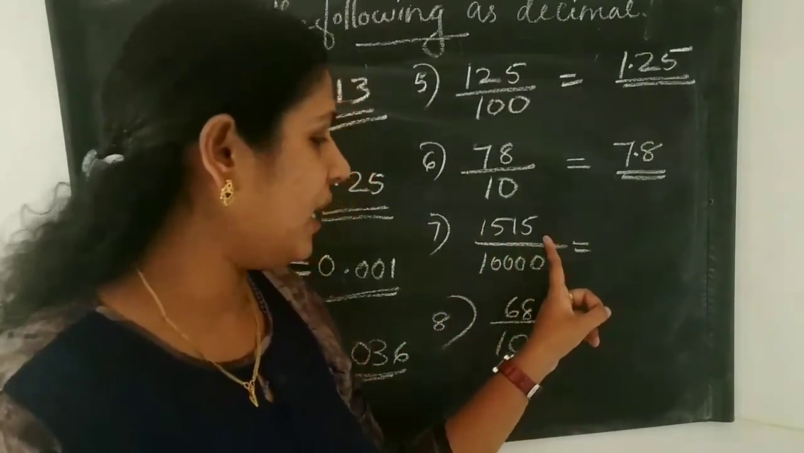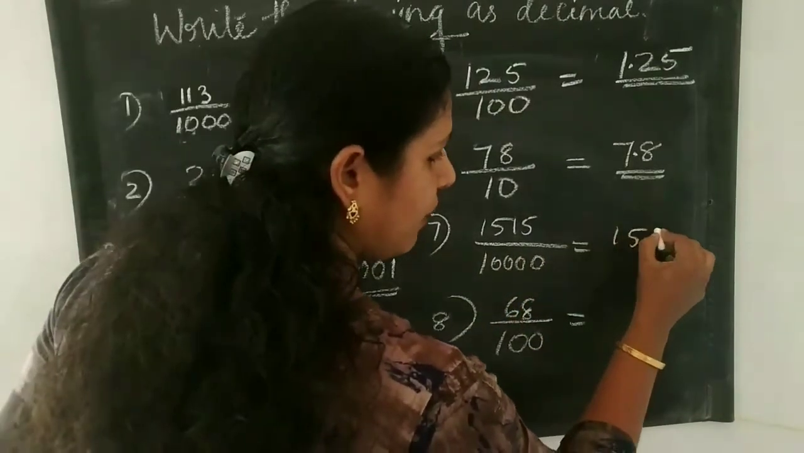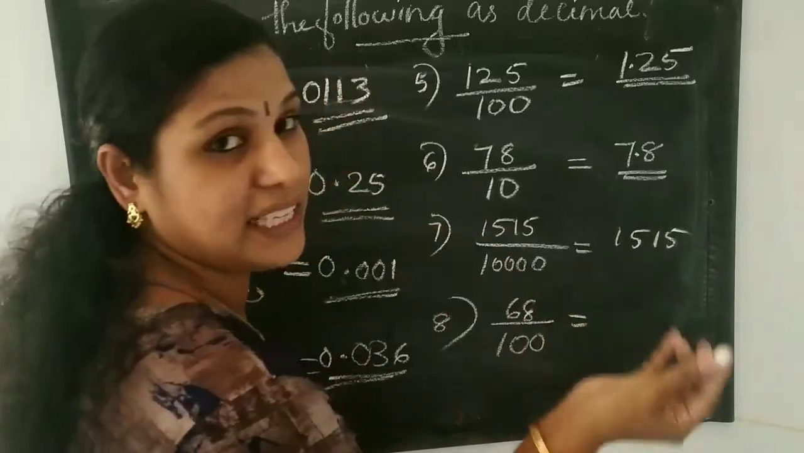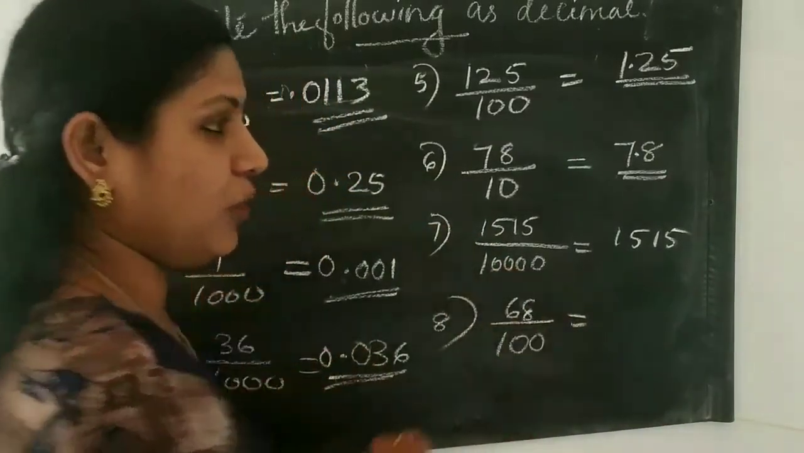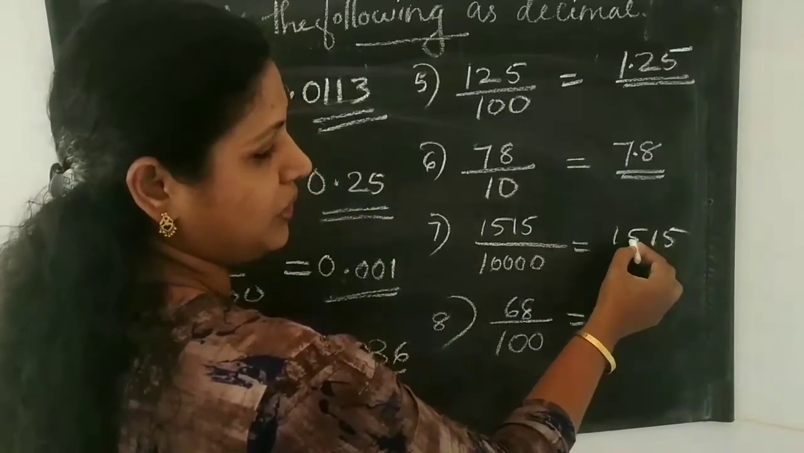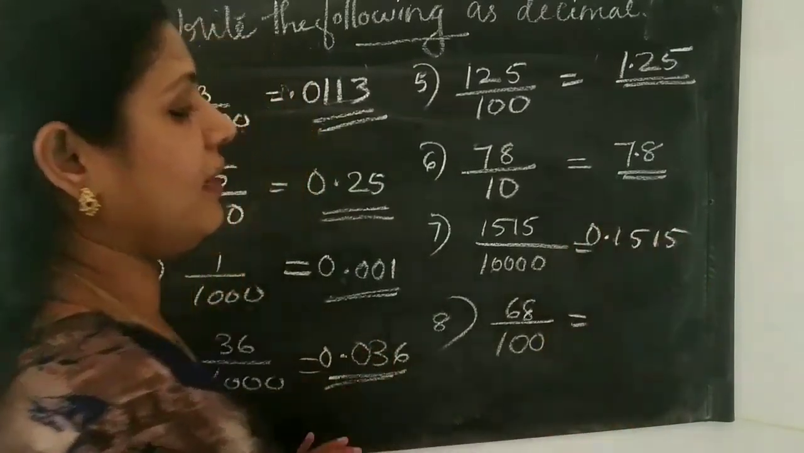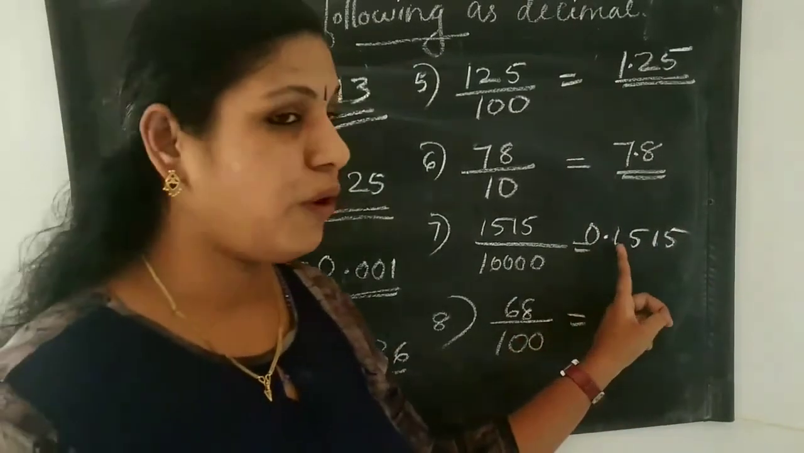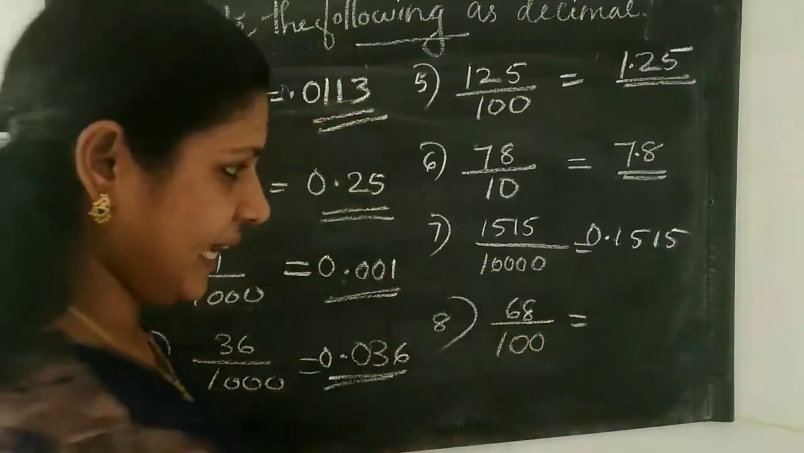Okay. Now 1515 by 10,000. So we first write 1515. And then next we count the zeros. 1, 2, 3, 4. 4 zeros are here. So 1, 2, 3, 4. Then put a point and here a 0. 0.1515.